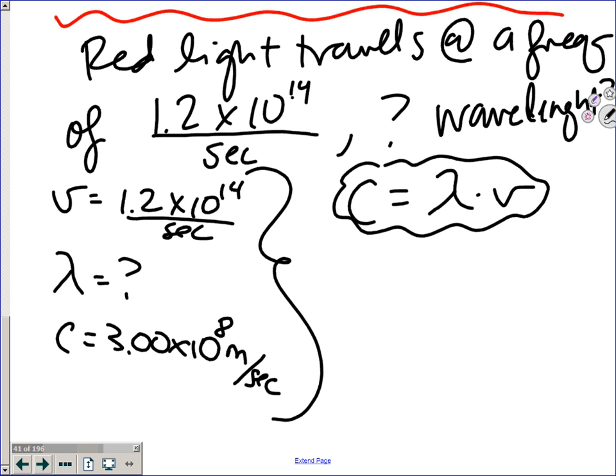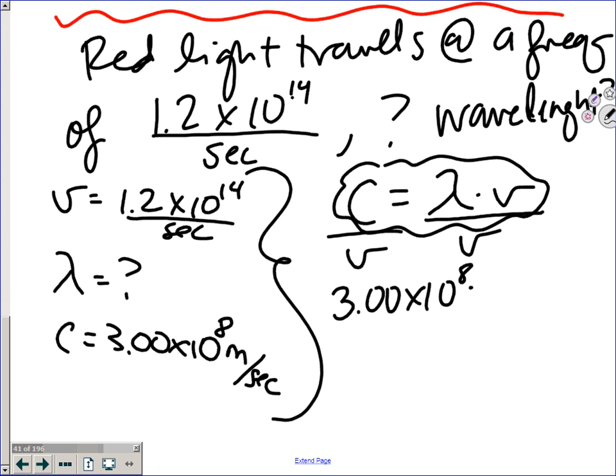So which one of these am I solving for? The wavelength. So I have to look for the hanger. I have to divide by what? The frequency on both sides. So all I'm going to do now is 3.00 times 10 to the 8 over 1.2. Whoa, what's this unit right here?